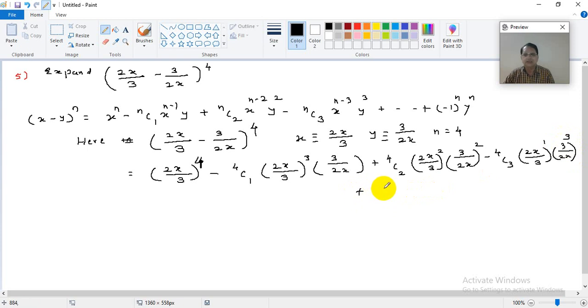We need not write (2x/3)^0; directly we should write (3/(2x))^4. Now this is just calculation that remains. 2 raised to 4 is 16, 3 raised to 4 is 81. So this is 16/81 x^4.